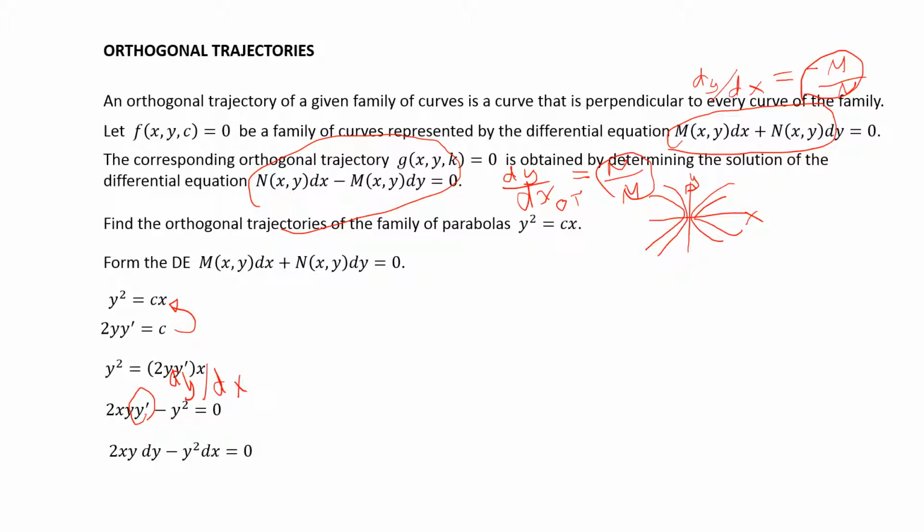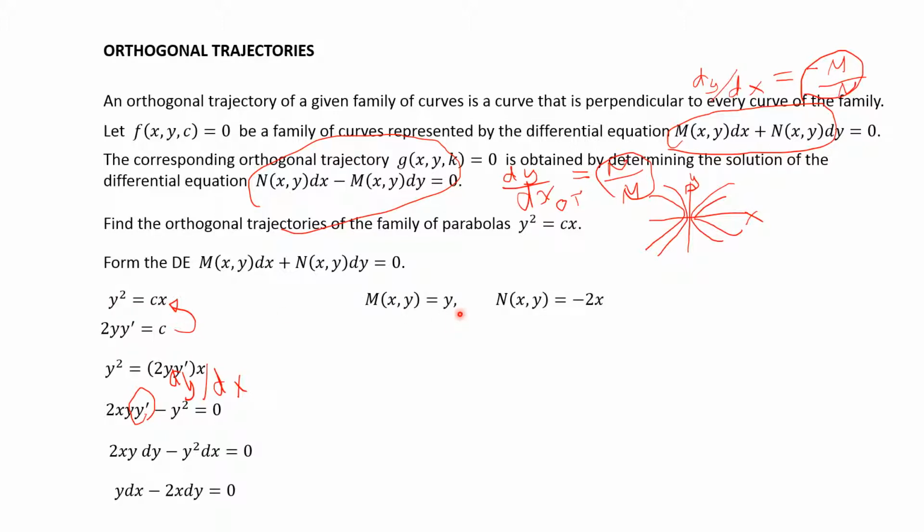So, rewrite it: multiply both sides by dx and rewrite that as 2xy dy - y squared dx = 0. Simplify this by dividing both sides by y, and arranging in such a way that dx comes first. So you will have y dx - 2x dy = 0. So we have derived the differential equation associated with this family of curves.